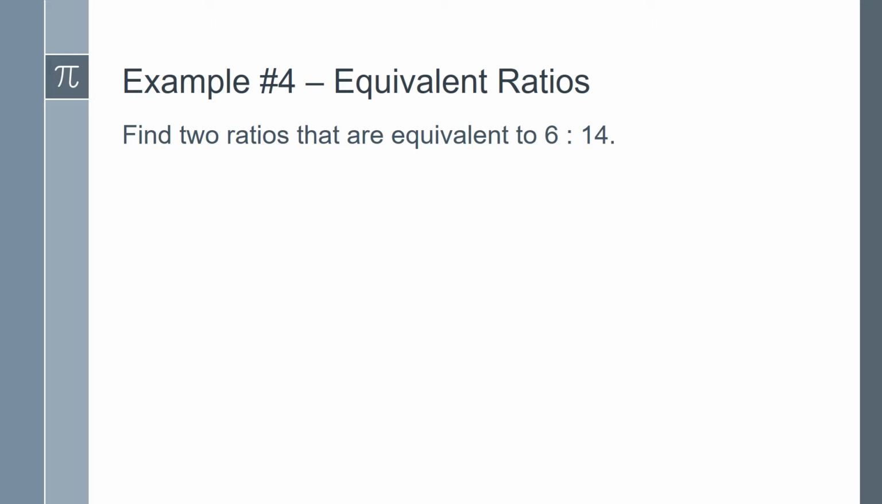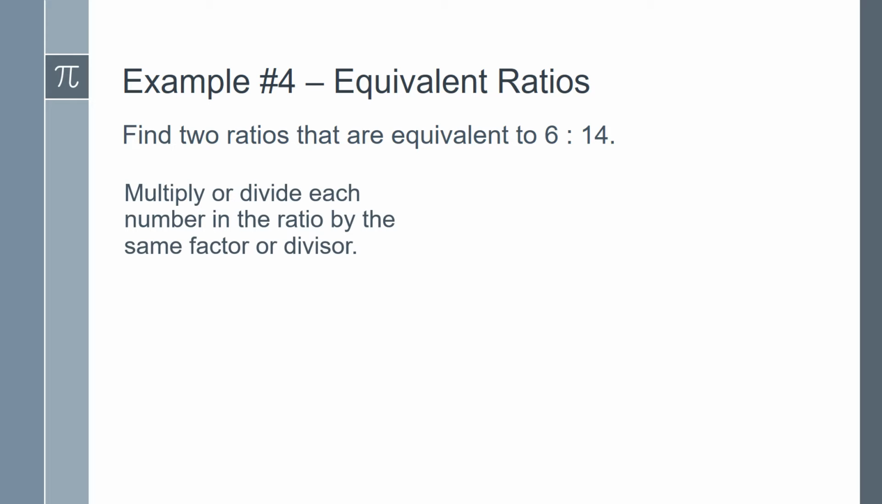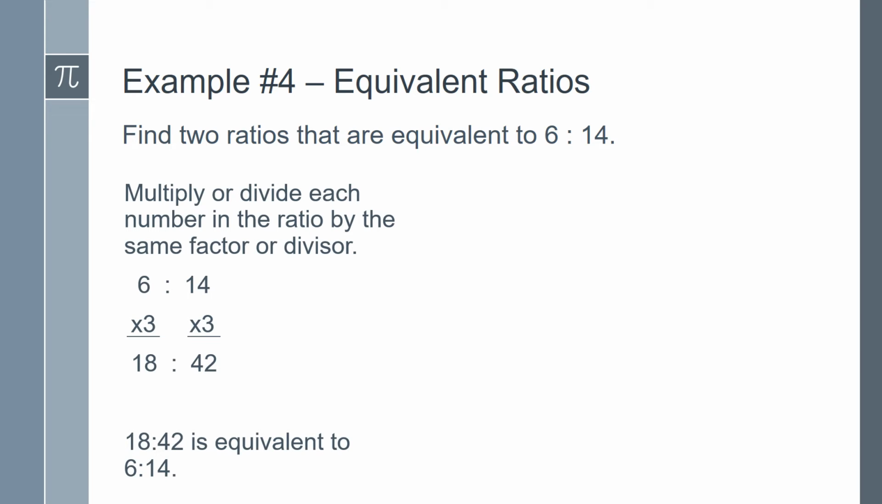For example number 4, we will need to find two ratios that are equivalent to 6 to 14, and this time we will do so without using a ratio table. We can use a method that is very similar to finding equivalent fractions by multiplying or dividing each number in the ratio by the same factor or divisor. Starting with 6 to 14, I've chosen to multiply first, and I've chosen to use the number 3. 6 times 3 is 18, and 14 times 3 is 42. So 18 to 42 is equivalent to 6 to 14.